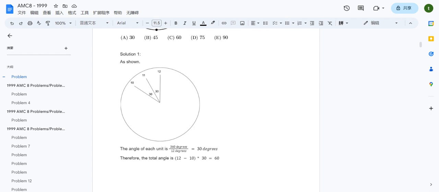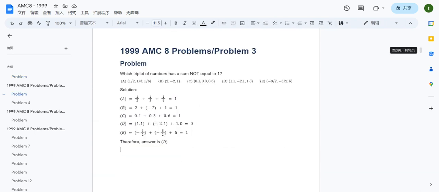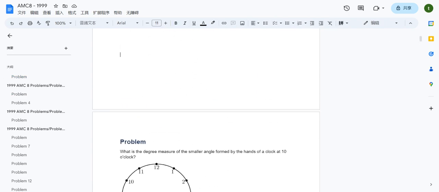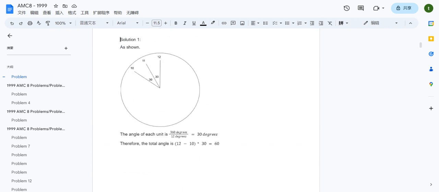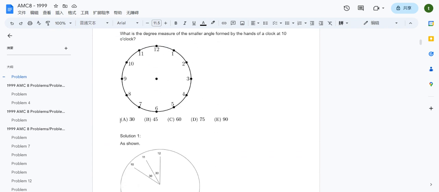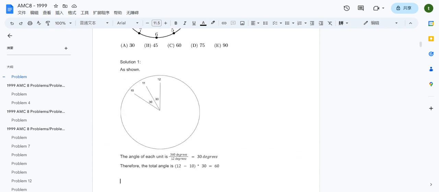And since 10 to 11 is one gap, so 30 degrees. 11 to 12 is one gap, 30 degrees. So 30 plus 30 is 60 degrees. Which is going to be, let me see, the choice is D here. Sorry, C here.